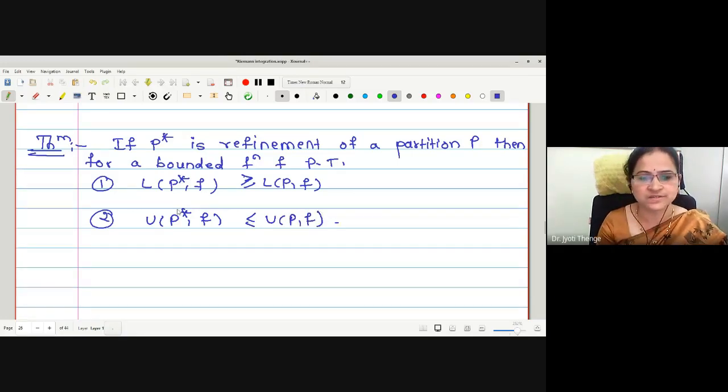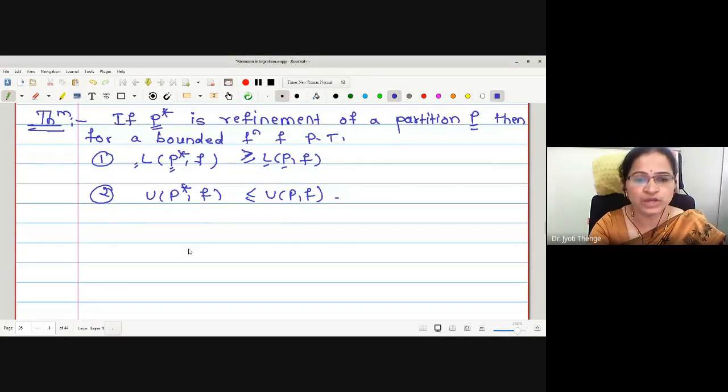Let us try to understand the statement. P star we are saying is a refinement of P. What is the meaning? There are a few extra points in P star than P. And we have already proved whenever we have some extra points in the partition, then the lower sum increases. Means the lower sum with respect to P star is greater than or equal to the previous lower sum. Same thing, the upper sum with respect to P star is going to be less than the previous upper sum. And this is what we have verified in previous lectures. Now in today's lecture we are going to prove it with the mathematical steps.